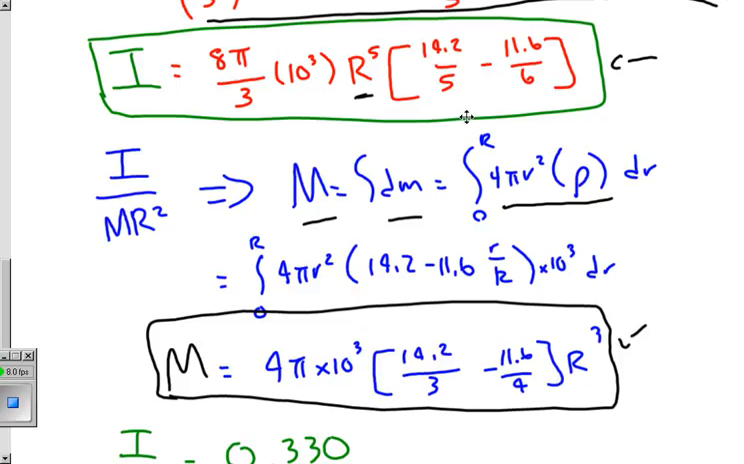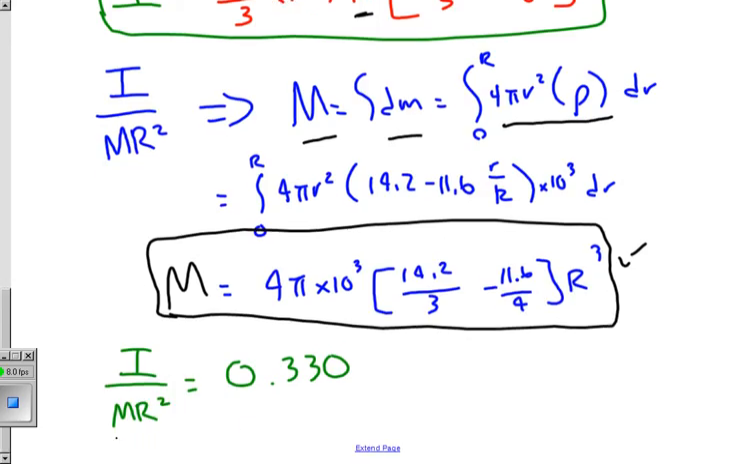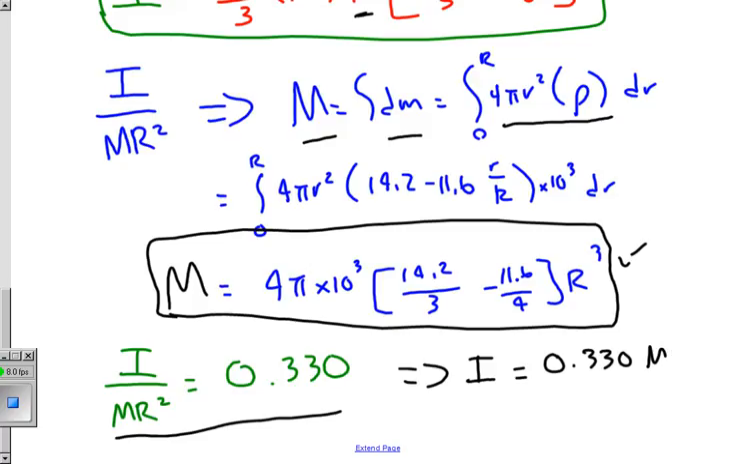This term, the 14.2 over 5 minus the 11.6 over 6, ends up simplifying a little bit as we cancel out those values down here, the 14.2 and the 11.6. We're still left with our fractions, but it's much nicer down here. We can come up with a common fraction between these two. And after some simplification, we do end up with the ratio giving us 0.330. So that then tells us that the total moment of inertia of the Earth is 0.330 mr squared.